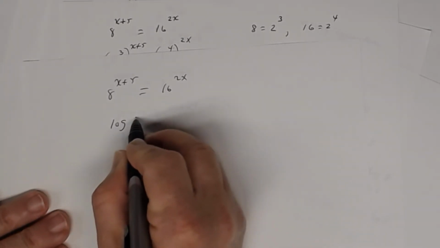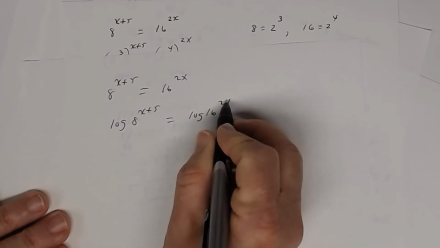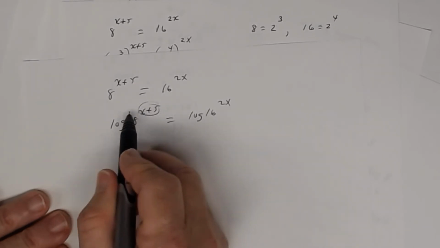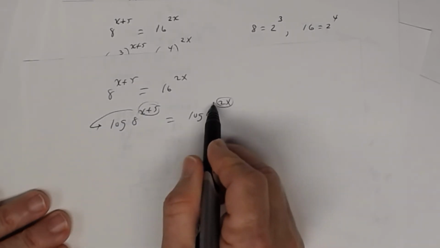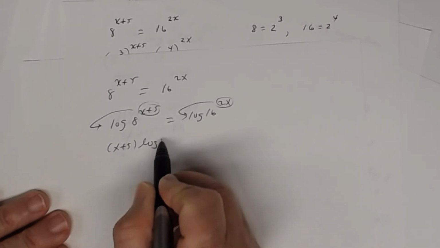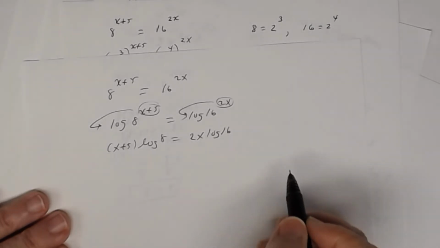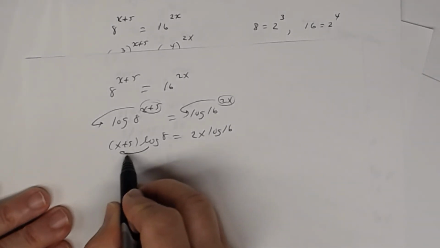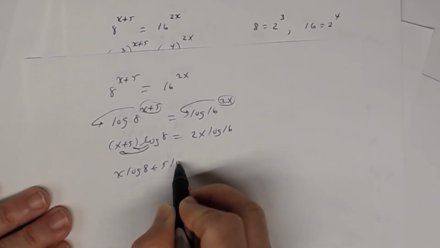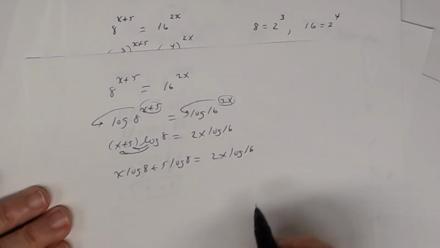So I'm going to take the log of 8 to the x plus 5 equals the log of 16 to the 2x. And so then using the power rule, I'm going to rewrite these exponents as a product. And so I get x plus 5 times the log of 8 equals 2x times the log of 16. And now distributing, I get x log of 8 plus 5 log of 8 equal 2x log of 16.